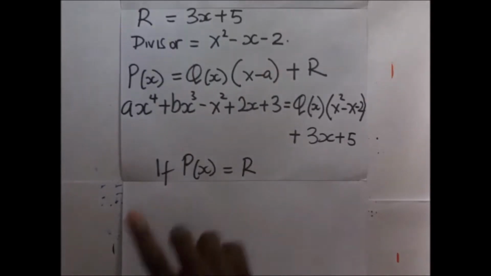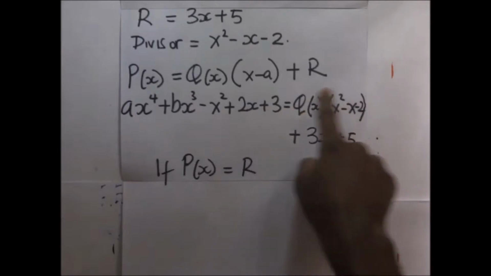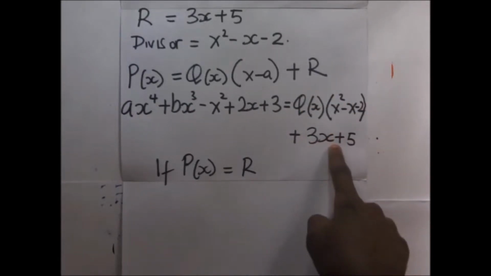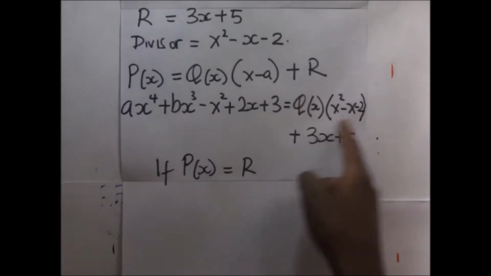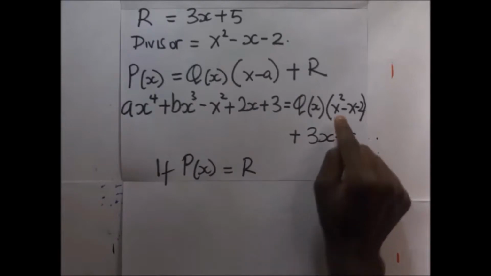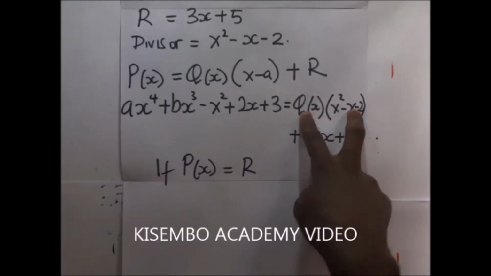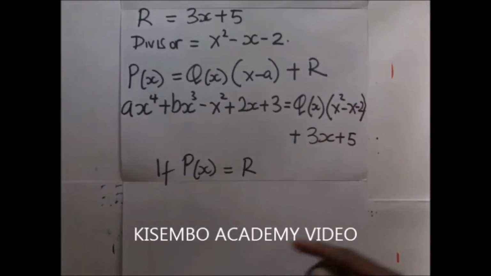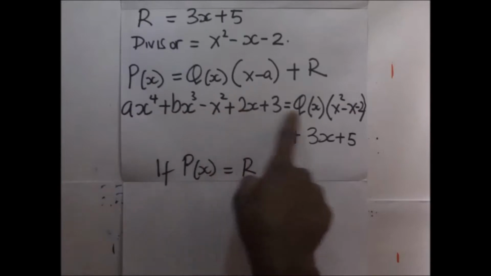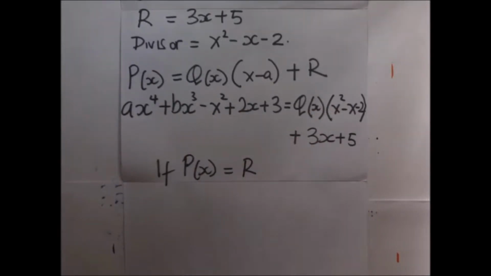For p of x to be equal to r, this whole term must be equal to 0. So if we are looking at this polynomial, it's equal to the product of the quotient and the divisor, plus the remainder. It means that this whole term must be equal to 0. So now let's get the values of x for which this term is equal to 0. After getting those values of x, we shall come back to this same expression, fill in those values of x so that we are able to get the values of a and b.